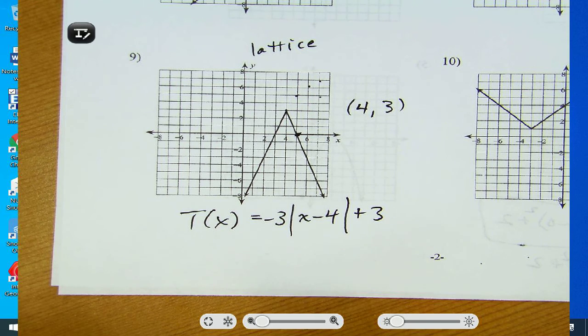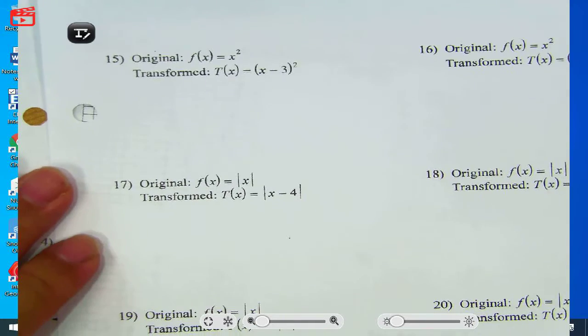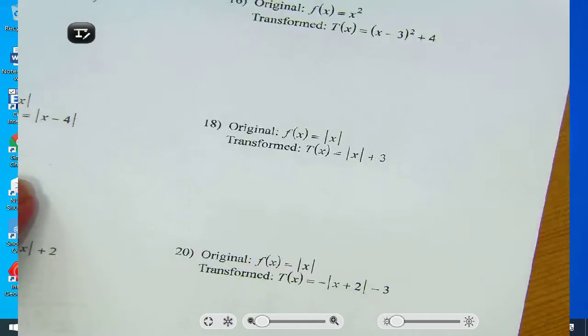Alright, now I'm going to give you class time to do it. These are pretty easy. The ones on the third page are pretty easy, so you should be able to do that. I'm giving you class time to work on it.